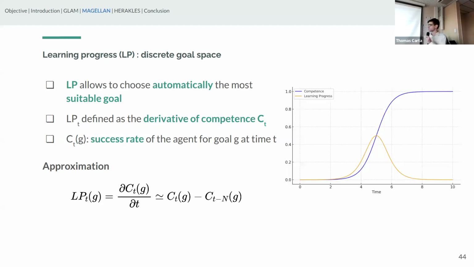So as we have seen before, using learning progress to choose automatically the most suitable goal is a good option. And learning progress here is defined as the derivative of the competency over time. From now to the end of this presentation, we say the competency is the success rate of the agent over a goal. And usually we approximate this derivative by just doing the difference of competency at time t and at time t minus n, so with a sliding window.